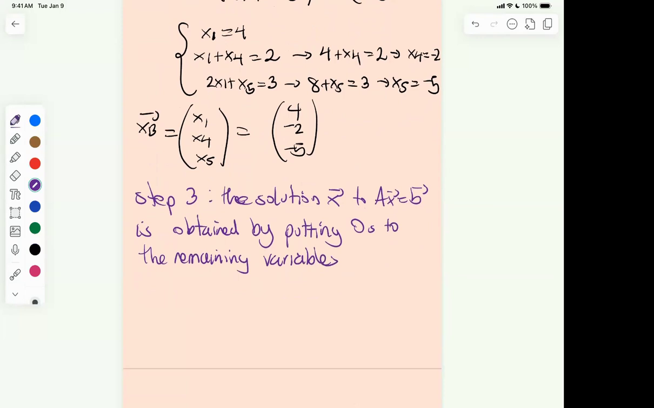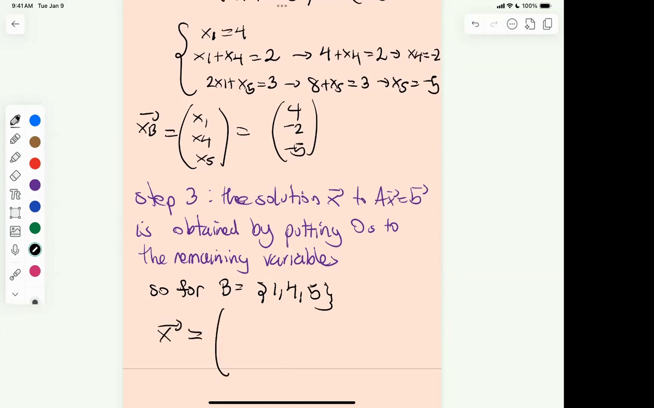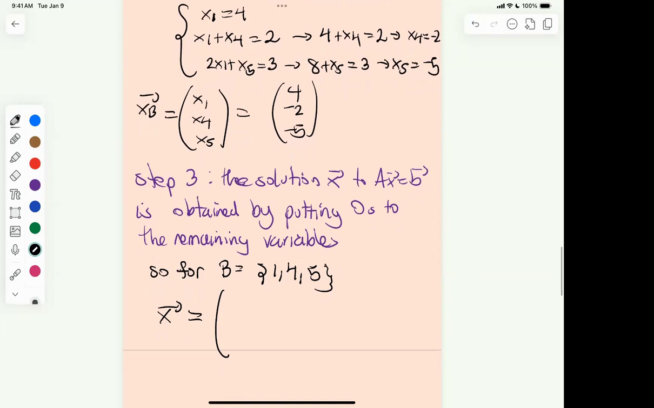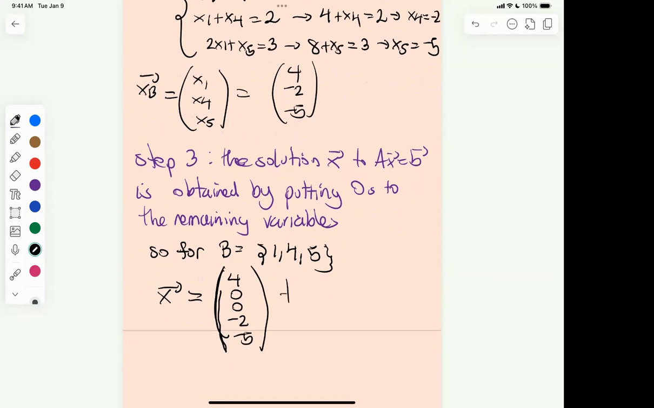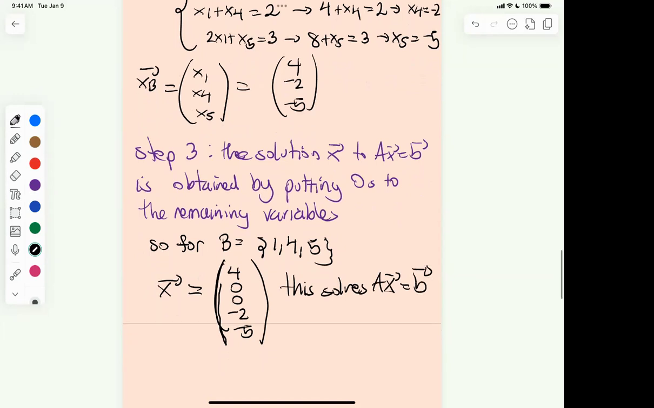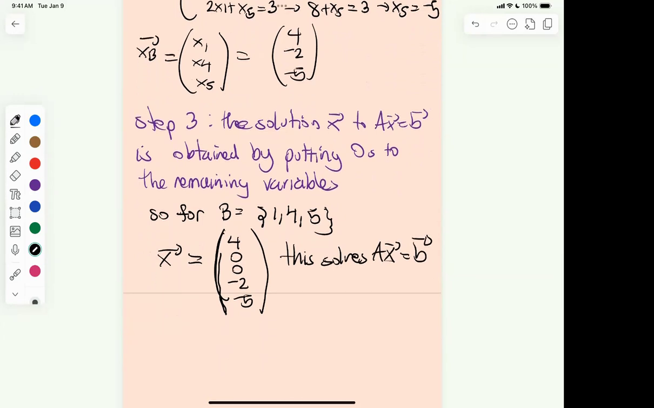So in this case, for the basis 1, 4, 5, the actual solution, not just the basic part, is: put 4, 0, 0, -2, -5. And this one solves the system of equations.